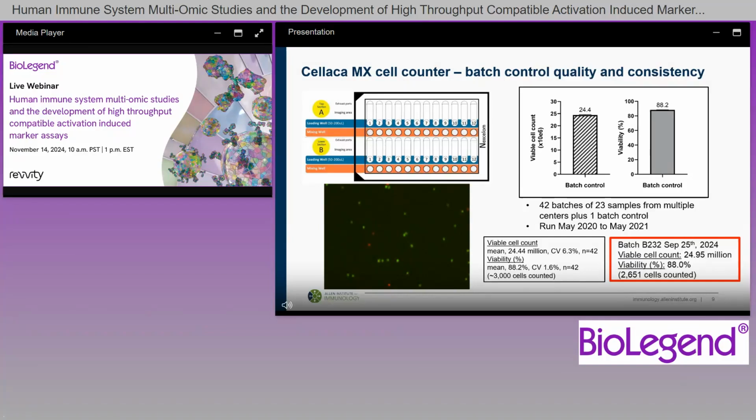But to pull out some data from the last pipeline that was run for us, we ran batch 232 on September 24th of 2024 this year, and that viable cell count stayed within the range that we had from that batch control. And so it's really important to us that not only do we produce high quality data, but that it's consistent through this time, because if you are running an assay that's inconsistent, the results of those can ultimately be really questionable.